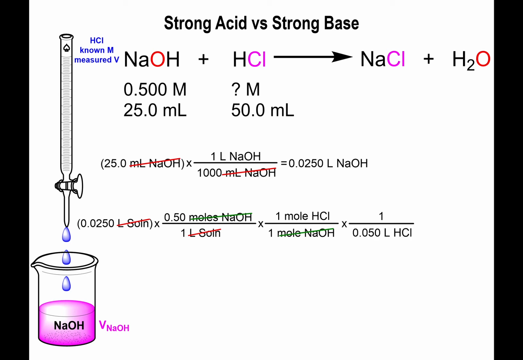Since you're looking for concentration in molarity, and what you have right now is just the moles of HCl, all you have to do is divide it by the volume of HCl that you started with, which was the 50 ml. Change that to liters, of course, and dividing moles by liters will now give you the molarity of HCl. So this is your typical stoichiometry conversion when you're doing your titration calculations or problems.